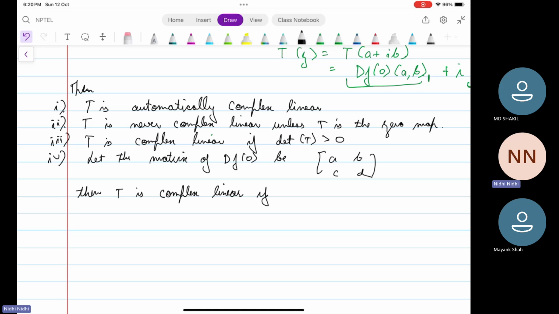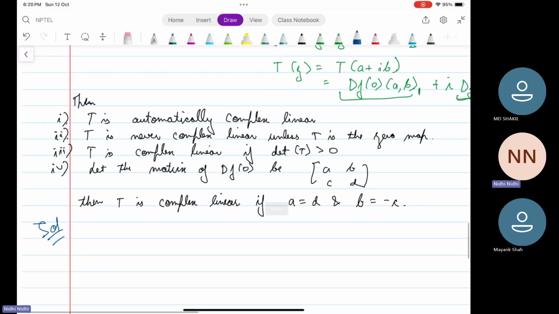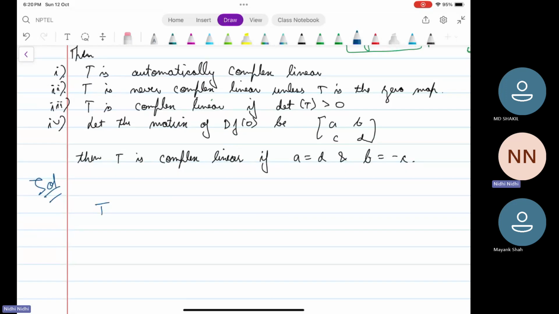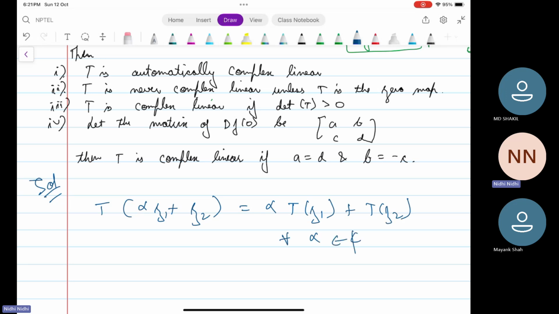If and only if A is equal to D and B is equal to minus C. So by complex linearity, we mean that T of alpha Z1 plus Z2 should also be equal to alpha T Z1 plus T Z2 for every alpha in C, because we are talking about complex linearity, and Z1, Z2 in C as well.